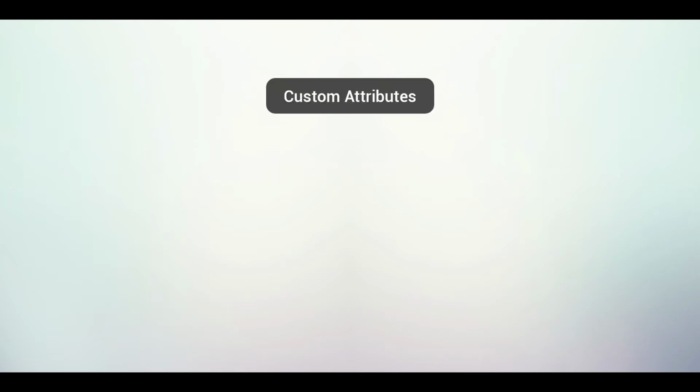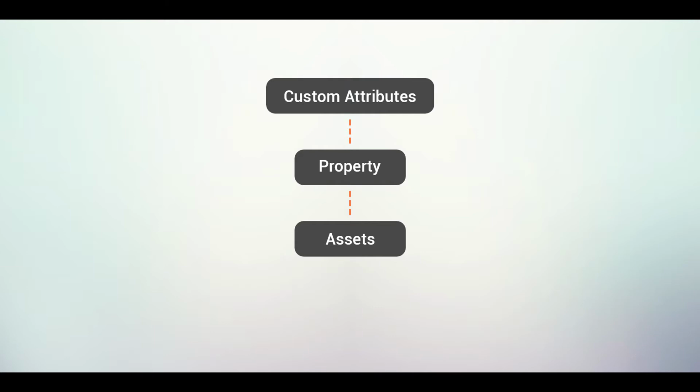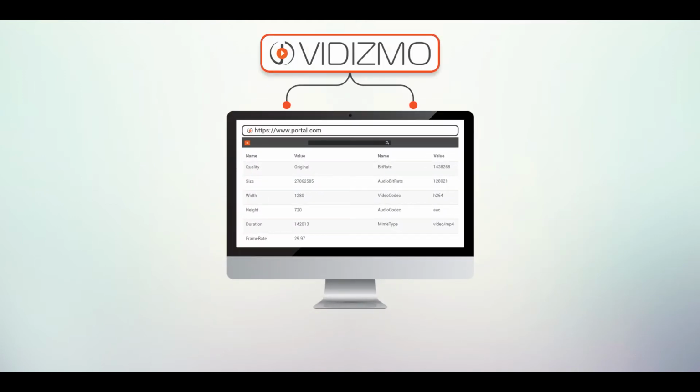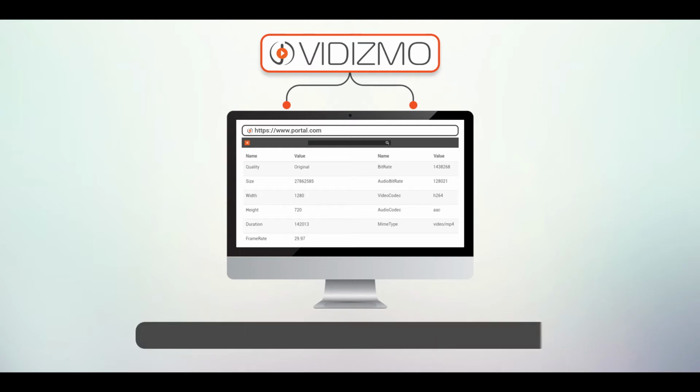Custom attributes are properties that you can define to describe assets, extending the meaning of an asset beyond what you can define with the standard attributes. Vidismo by default has certain attributes that are associated with media on the portal. However, users can also customize attributes to improve search visibility and metadata. In this video, we will look at managing user-generated and system-generated custom attributes in Vidismo.